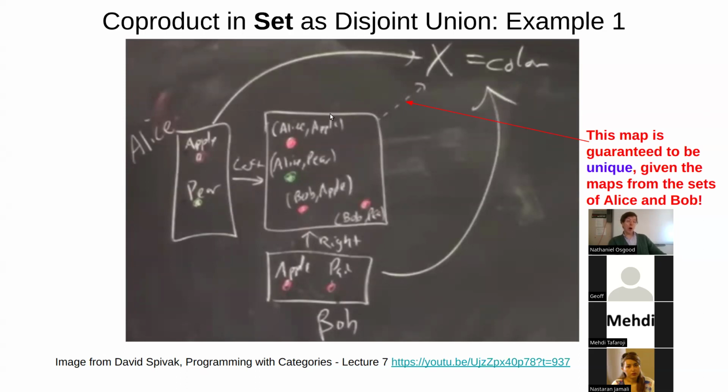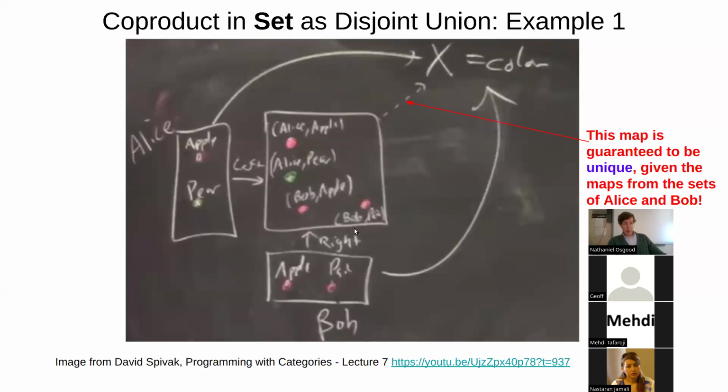For the coproduct, we have all of Alice's apples, we have all of Bob's apples, but it's what we might call a tagged union. In other words, we remember which apple is Alice's apple, compared to Bob's apple.